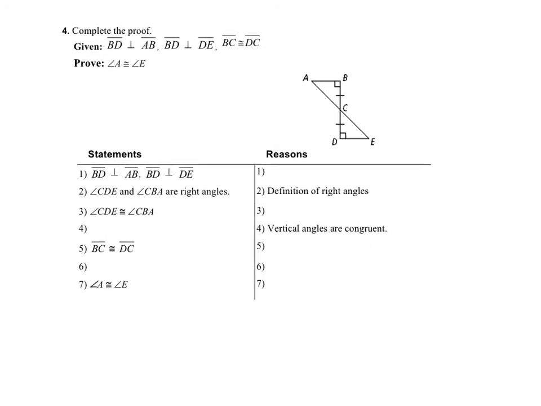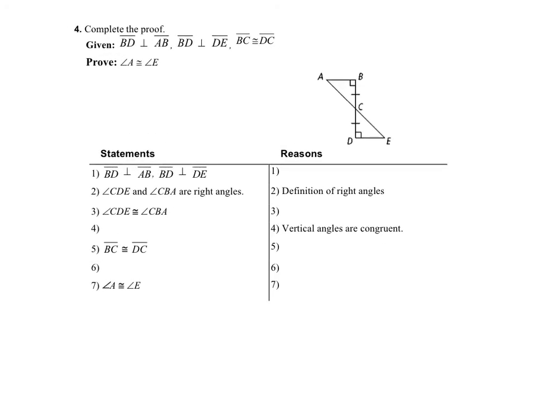Exercise. So again, I have that BD is perpendicular to AB, and is perpendicular to DE. So this is given. So I know that angle B and angle D are right angles by definition of right angles. So CDE is congruent to CBA. Why? Because all right angles are congruent.